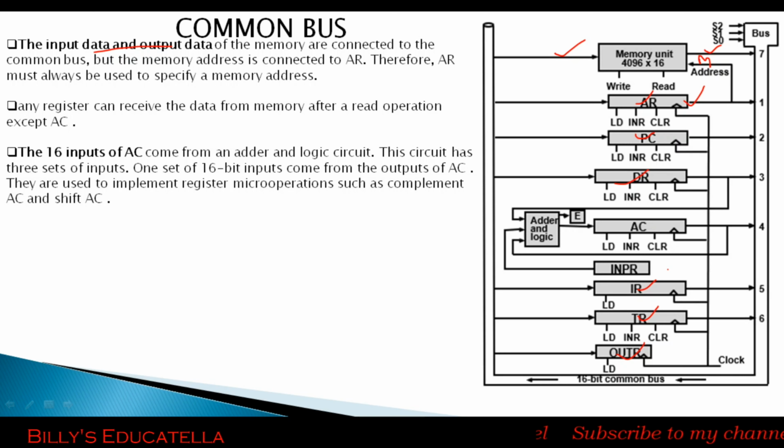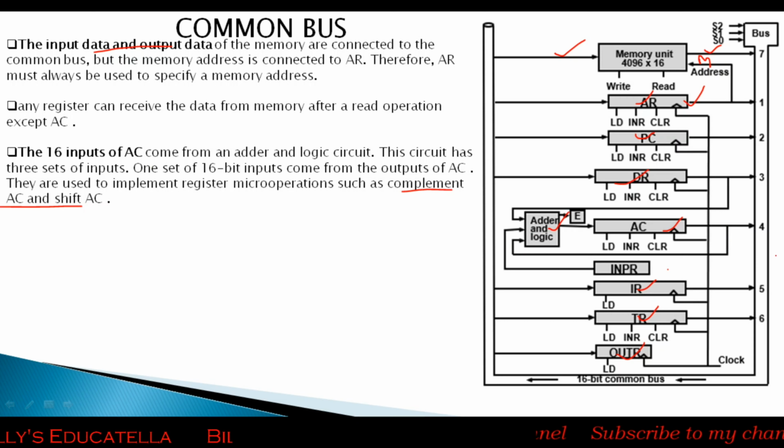The circuit has 3 sets of inputs. One set of 16 bits comes from the outputs of the accumulator. So as I discussed, the accumulator gets the input from the adder and logic, and the adder and logic consists of 3 inputs. One input comes from the accumulator itself, because they are used to implement register micro operations such as complement AC and shift AC. So to perform shift AC and complement AC, the accumulator output is connected as an input for the adder and logic.